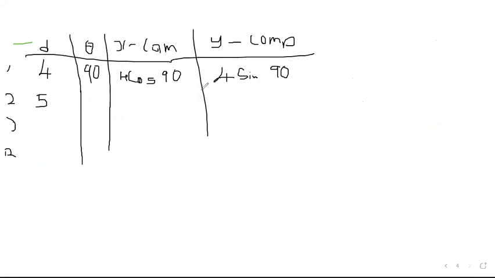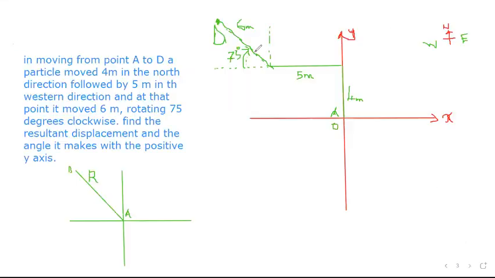In the second journey, it moved 5 meters in the western direction. In the western direction, measuring an angle from that to that, it's either 0 or 180. So in this case, let's use 180. So this would be 5 cos 180, 5 sine 180 degrees.